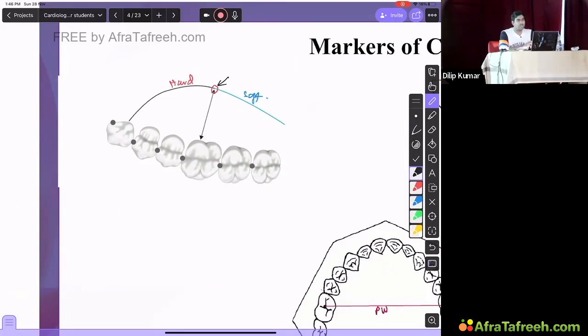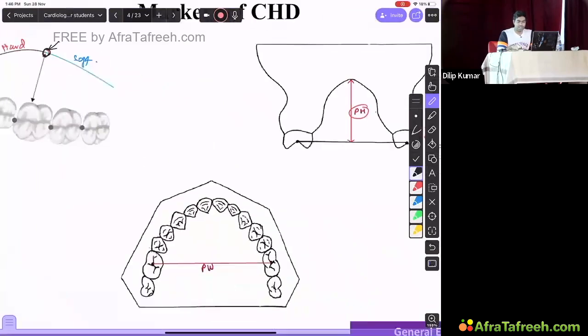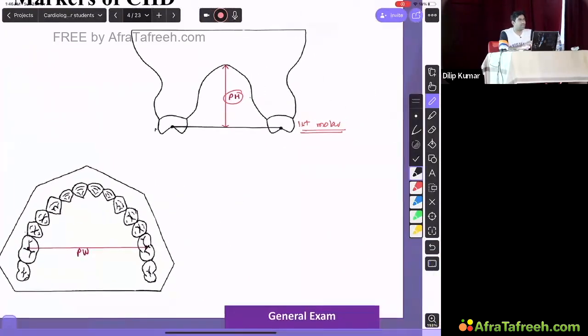So what you're going to do is draw a line from the junction of the soft and the hard palate towards the first molar. Clear or not? Towards the first molar. So this is considered to be the height of the palate. PH stands for palatal height. That is the height of the palate, or we can call it the height of the arch of the palate, whatever. That's considered to be the palatal height.